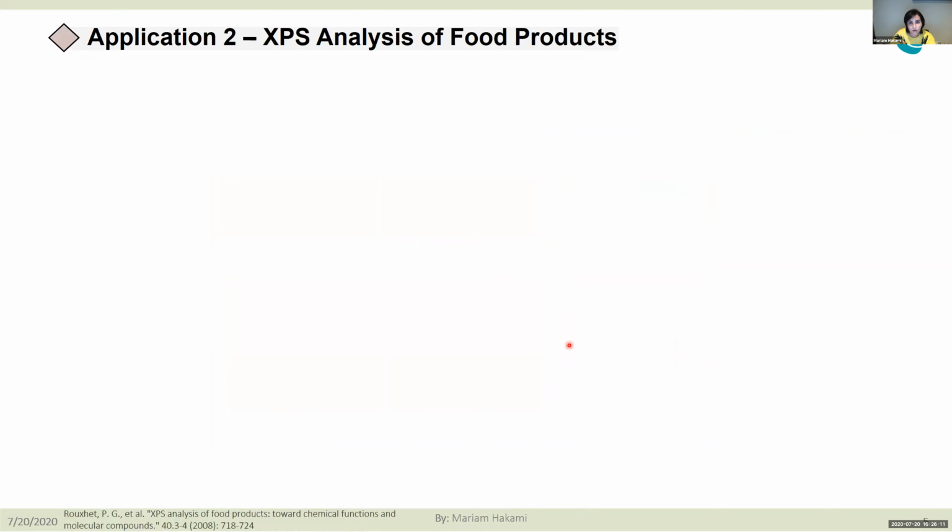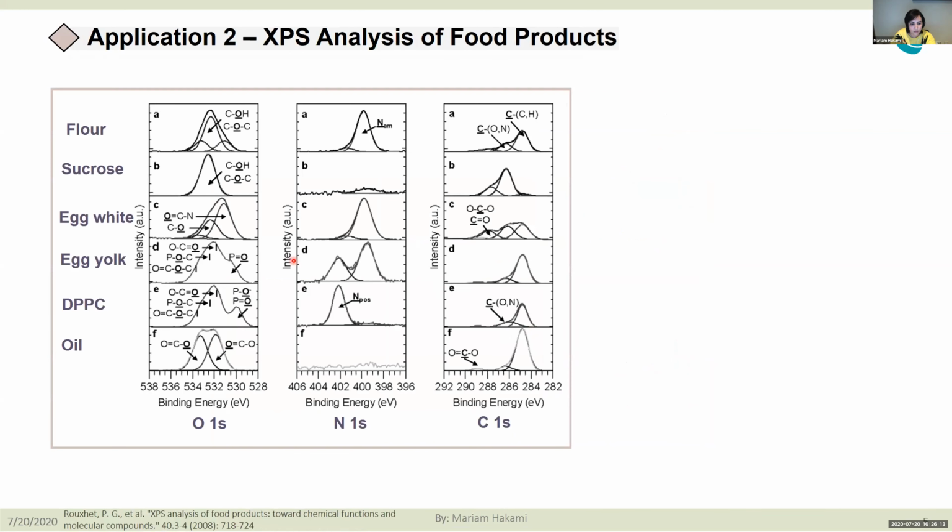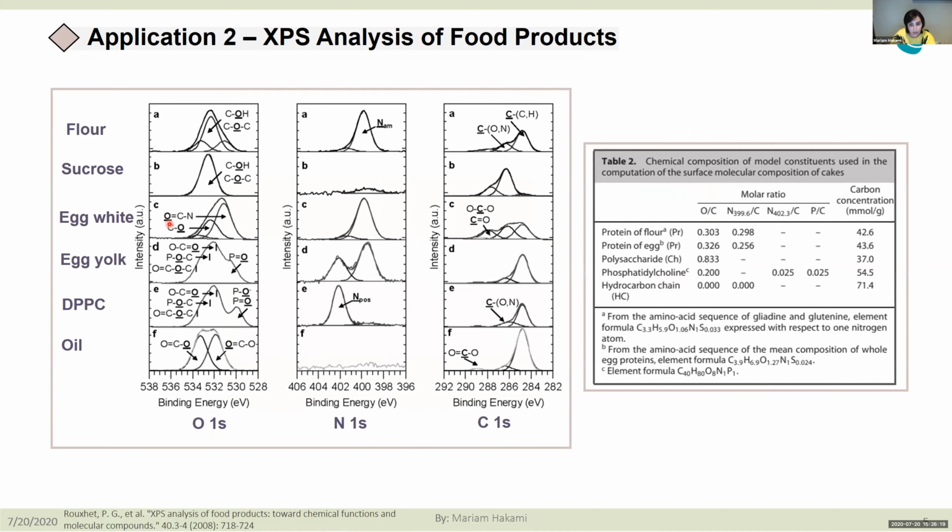Some other applications: I found this interesting paper about food products, where they can also see the elements that they're interested in. And the most important thing, they can also find the concentration. Let's say here they're interested in carbon, in moles per gram, for each element that they tested here.